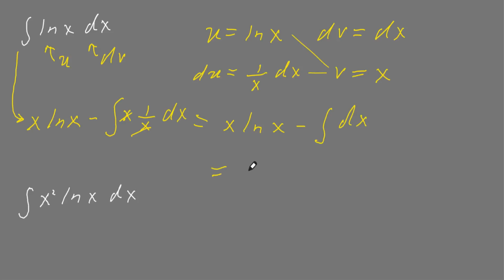So this is going to be equal to x times ln of x, and minus the integral of dx is just equal to x plus a constant. And you can easily differentiate this to see that you get this back over here. You can use the product rule on this.